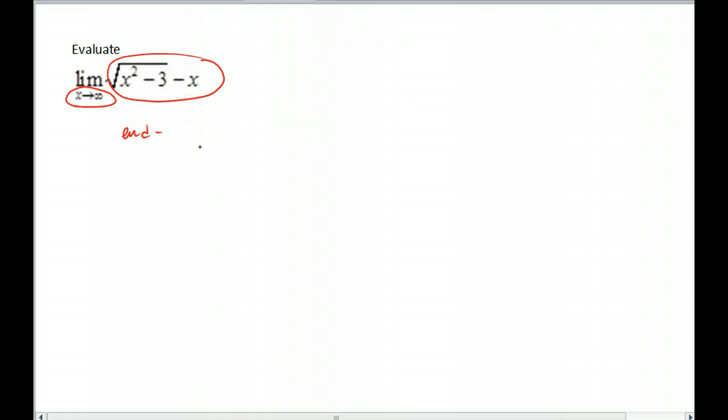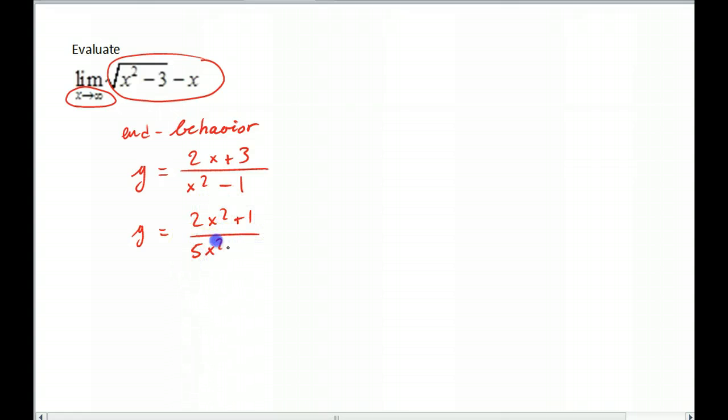Behavior is with an E, the behavior of the function. This is actually something you have covered in pre-calculus, though not for this type of function. In pre-calculus, you've looked at the end behavior of rational functions like 2x plus 3 over x squared minus 1, 2x squared plus 1 over 5x squared minus x plus 2, and this third type, 3x squared plus 1 over x minus 5.